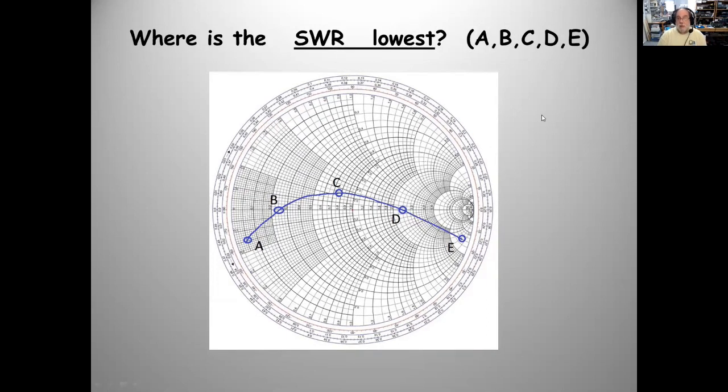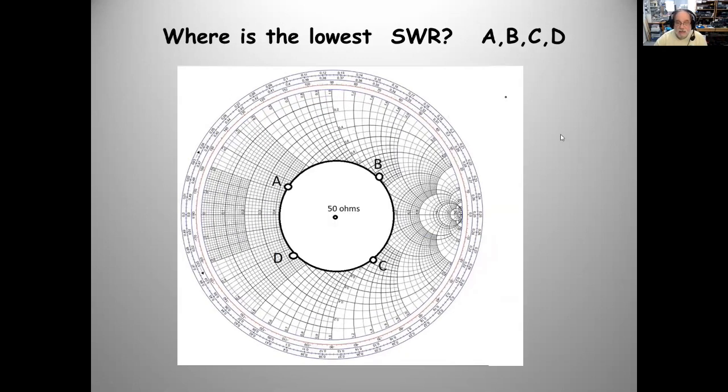Where's the SWR lowest? C. And why? How come? Because it's closest to 50 ohms. Closest to the bullseye. Everyone agree? Yeah. Okay. I agree. The bullseye, I'm assuming now, is 50 ohms, and this is a typical antenna with 50 ohm coax. Where is the SWR lowest? At A, B, C, or D?